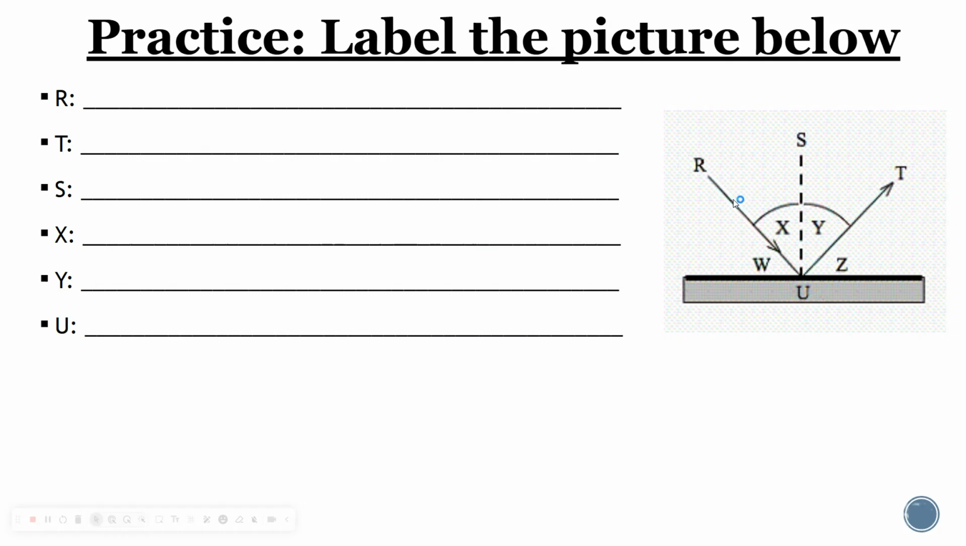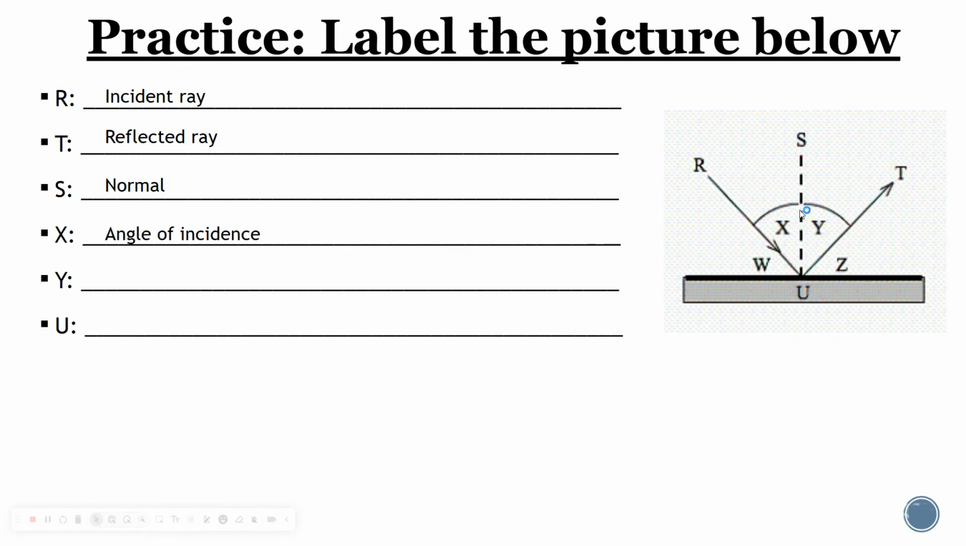R over here, this is a ray going into the mirror, so that's the incident ray. T, this is the ray going out of the mirror, so that is the reflected ray. S is a dotted line perpendicular, or 90 degrees, to the U, which is the mirror, so that's the normal. X is the angle between the incident ray and the normal, so that's the angle of incidence, theta I.